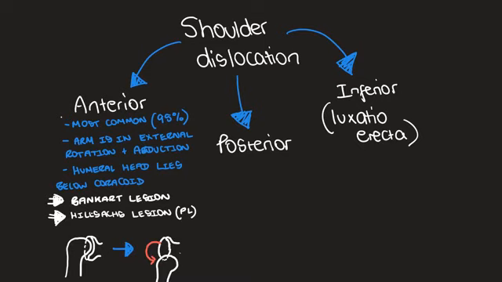When you see an anterior dislocation, make sure you look for a Bankart lesion and a Hill-Sachs lesion. Here on the left is the normal alignment of the shoulder joint. On the right, this is what an anterior dislocation looks like. The humeral head has moved inferiorly and should lie under the coracoid, which will lie in this position.